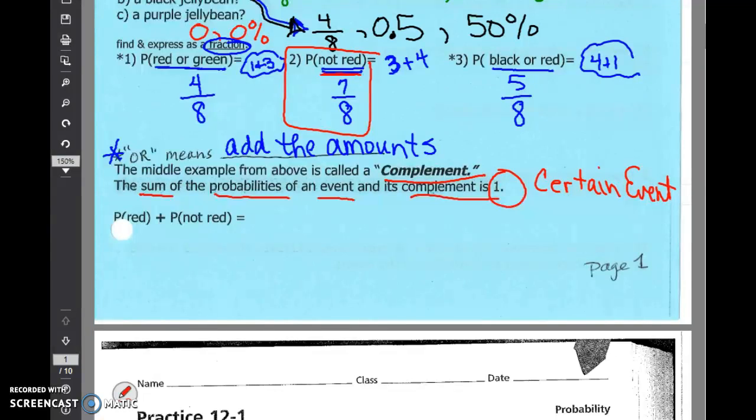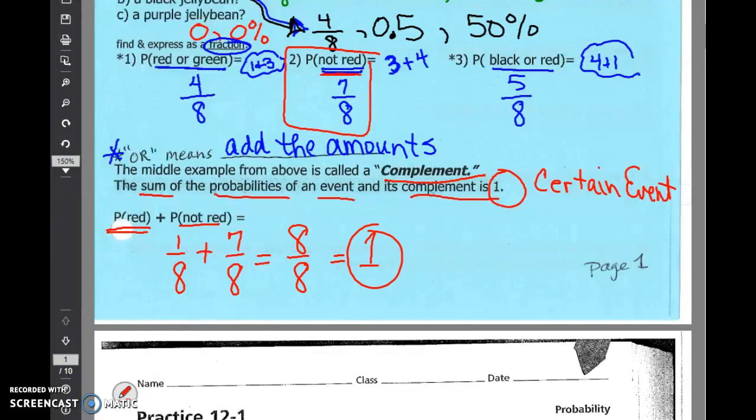There we go. The probability of getting that red jelly bean we already discovered was 1/8, plus the probability of not getting a red jelly bean from up above was 7/8. Well, we all know that any number over itself is the number 1. So that is a certain event. That is, the sum of the probability of an event and its complement is going to be 1.